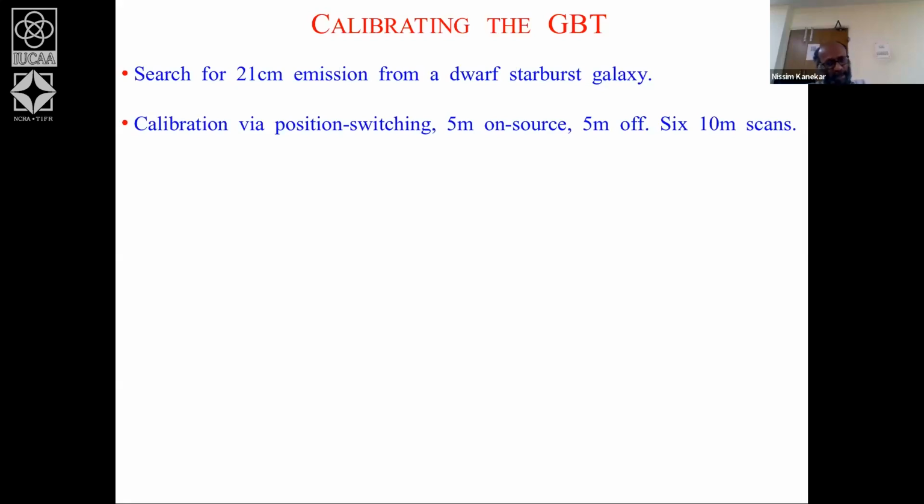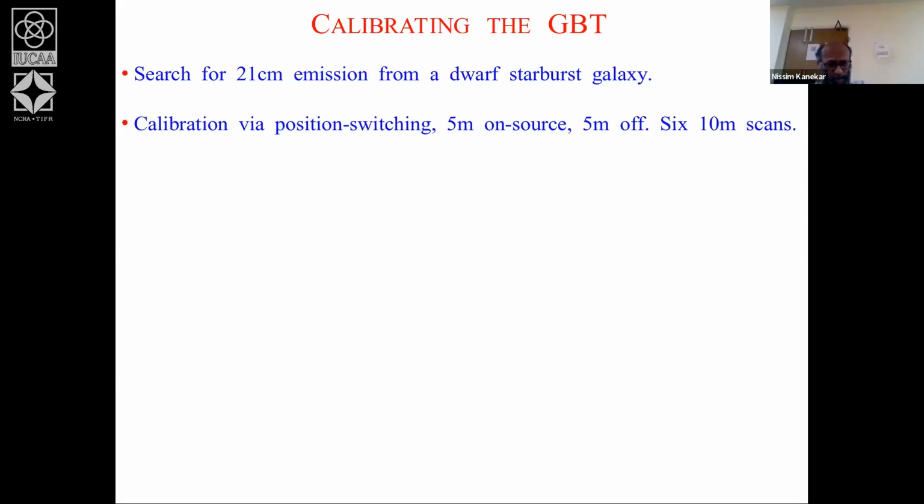So for example, suppose I did only 1 minute on source and 1 minute off source, which would probably give me better calibration. Then I will spend 1 minute on source, 1 minute off source, and 1 minute to go back and forth, which becomes extremely expensive. I spend most of my time in slewing.